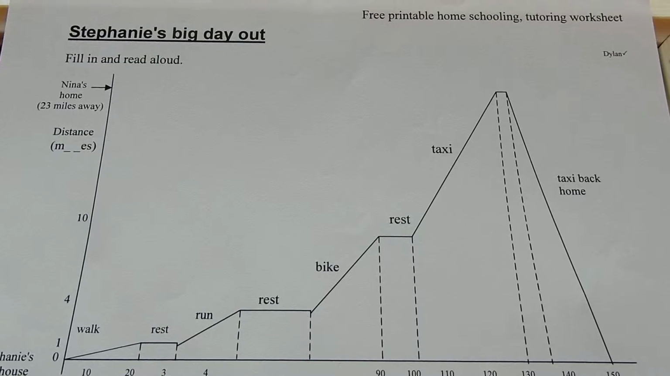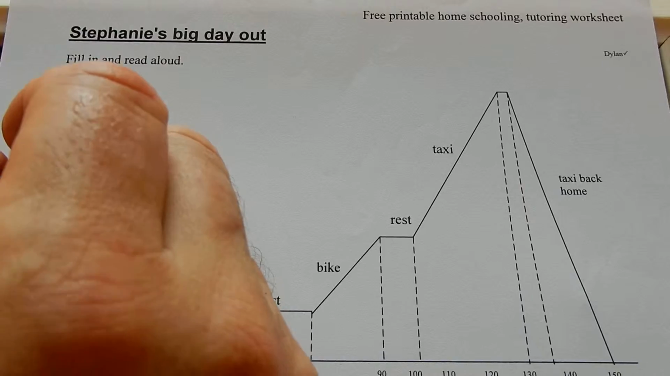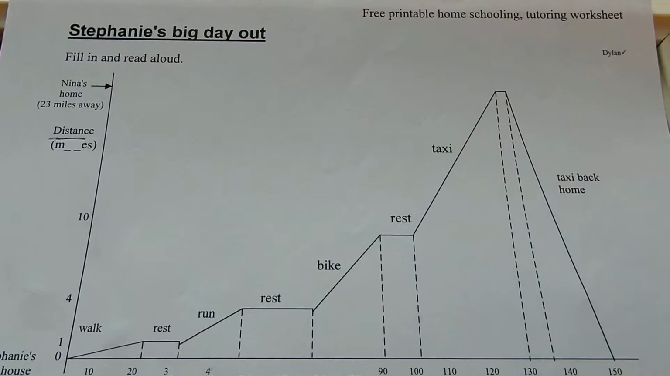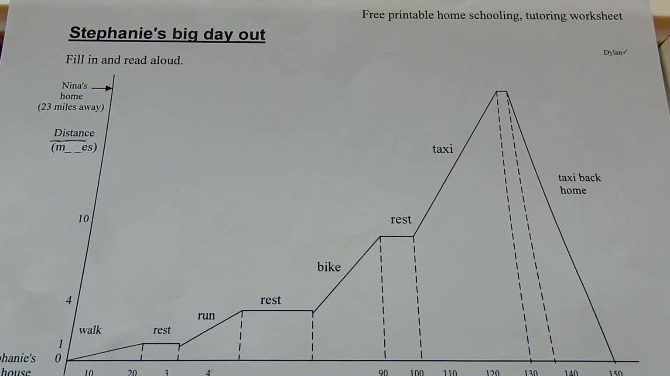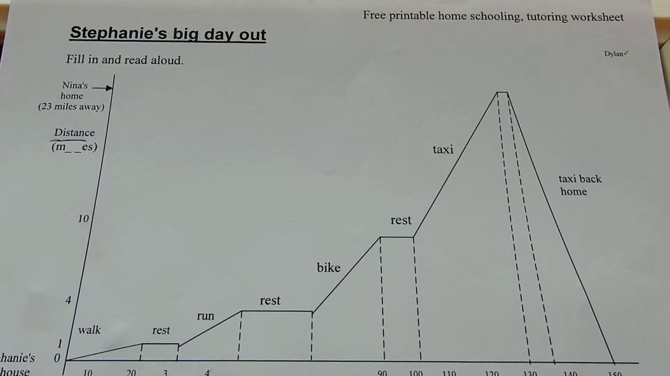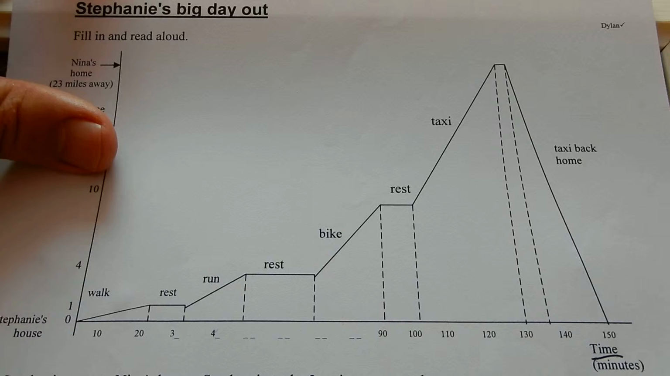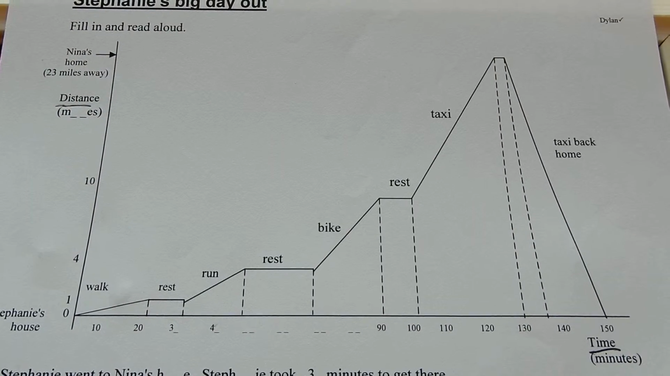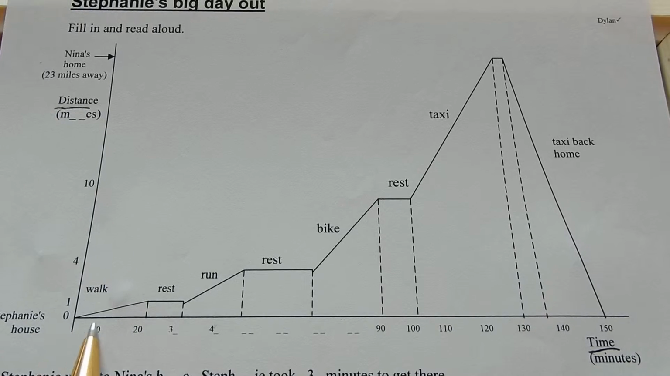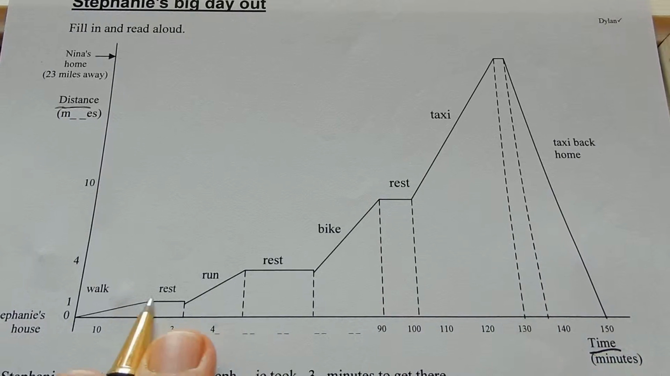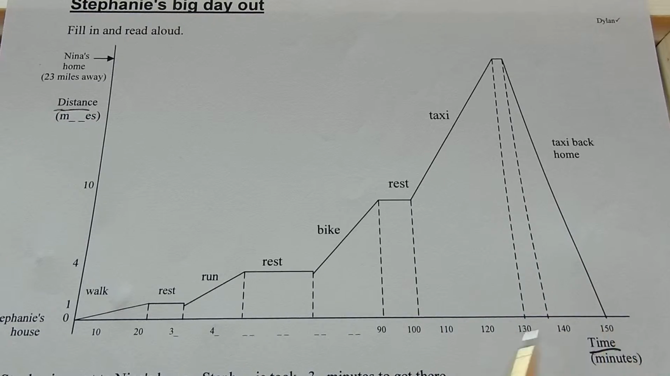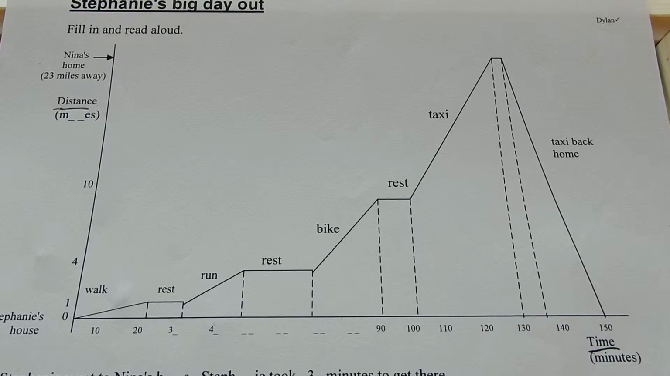Distance time graphs. Always check first. Yes, it's distance, and it's always time for these sort of distance time graphs. It shows a journey, Stephanie's big day out. Now the first thing to do is to fill in the bit of the axes that are not mentioned. This is the time axis. Usually in maths this is the x-axis because it goes across, but it's the time axis in this case.